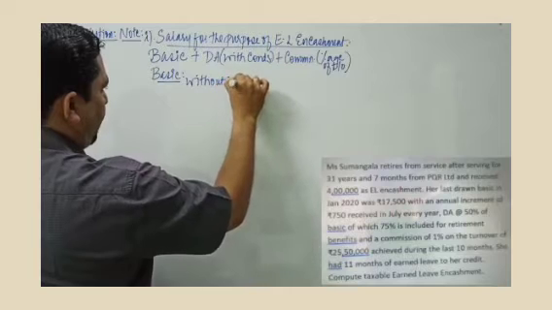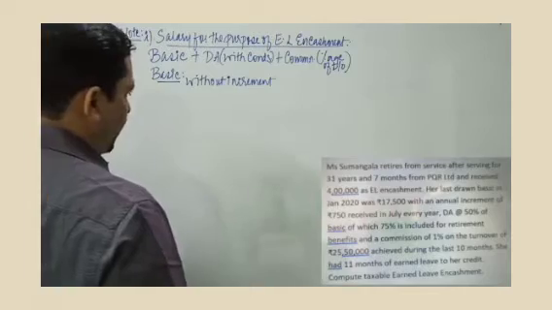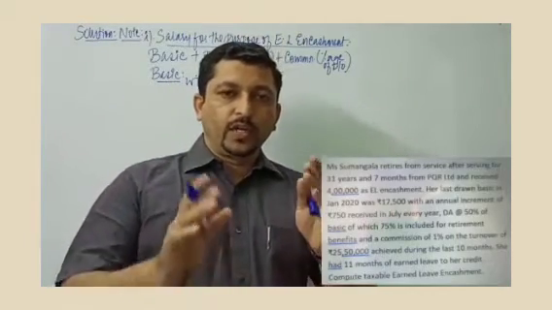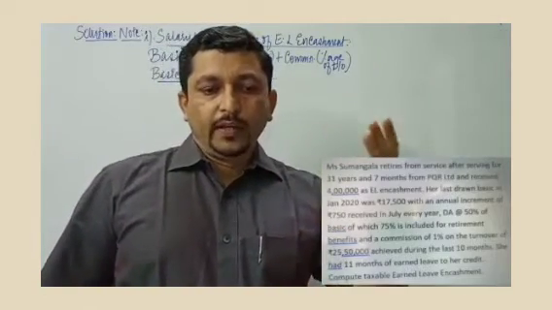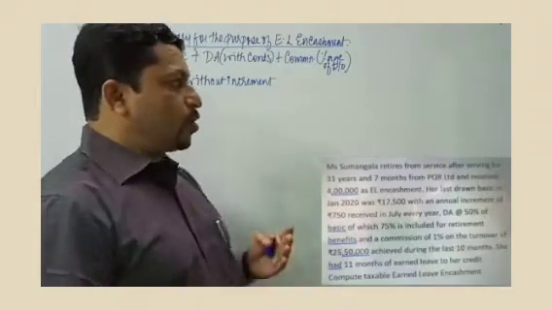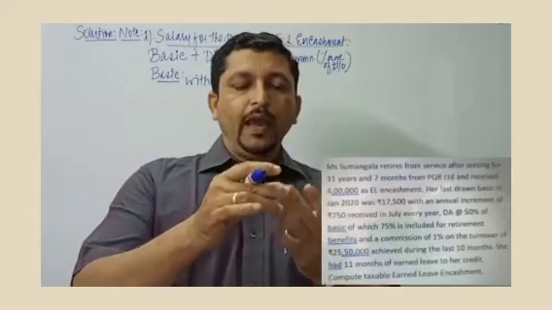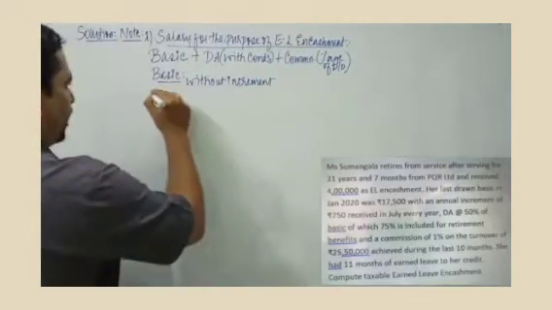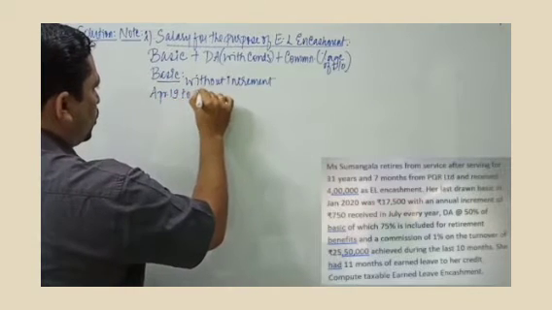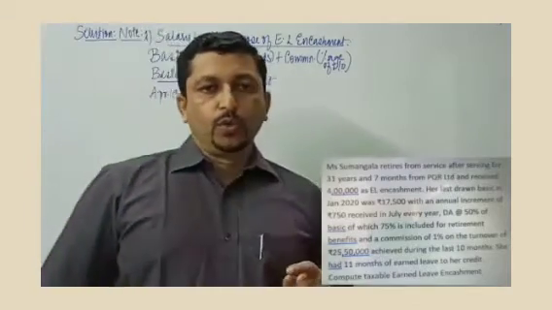Without increment, we will go in order. Her increment is received in the month of July, which is covered for 7 months. So we will have 3 months without increment. Which are those 3 months? July was the month of increment. If we go back, it is June, May and April. So I record over here without increment, April 2019 to June 2019.